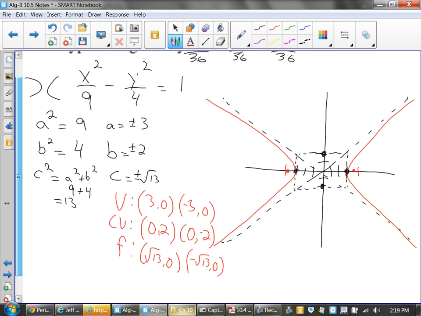So again, the only thing that's left for me to label here is where's the asymptote? Well, since this moved left and right, that means that the equation for the asymptote would be y equals plus or minus b over a x. And you're done.